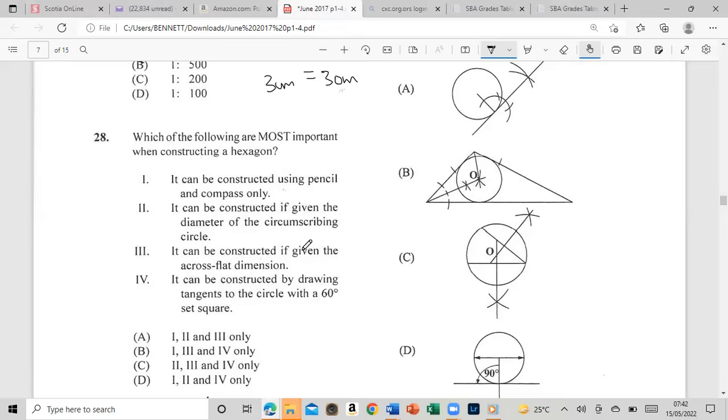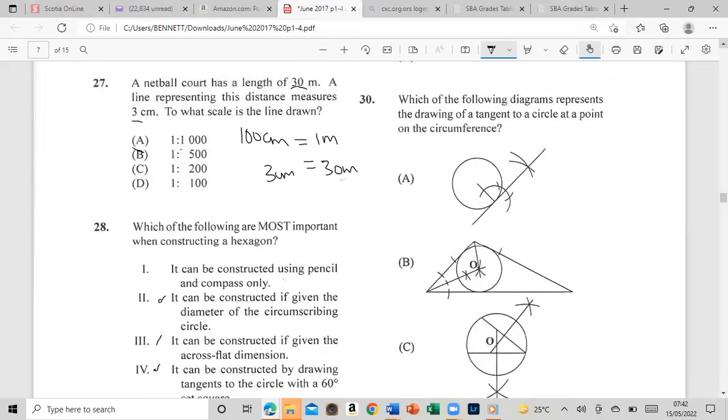All right, so let us see that one. 2 is definitely correct, 3, 2, and 4. So I'm gonna go with C for 28.